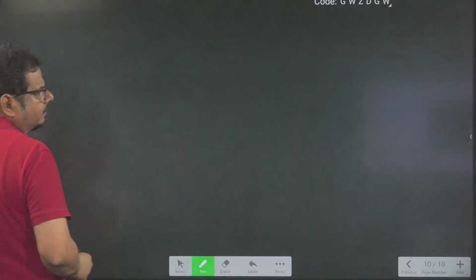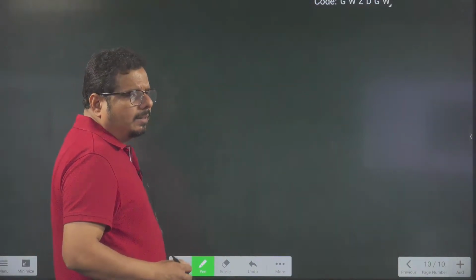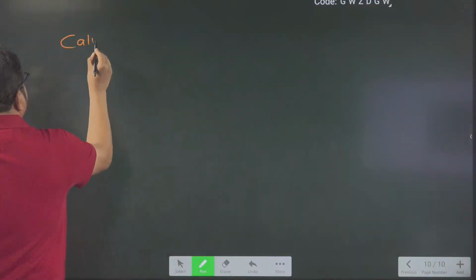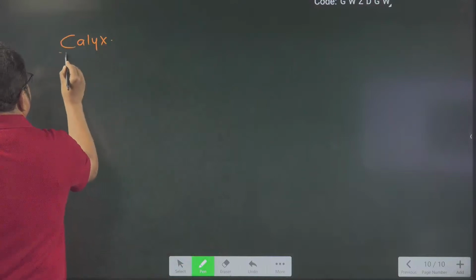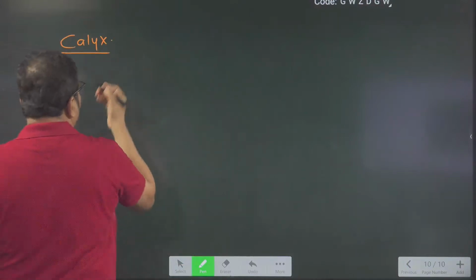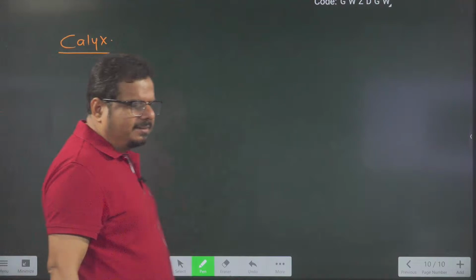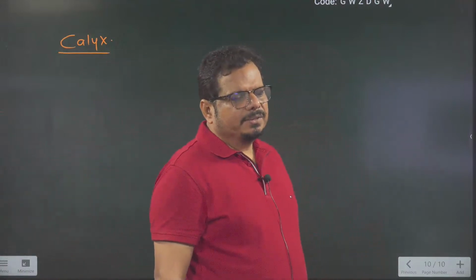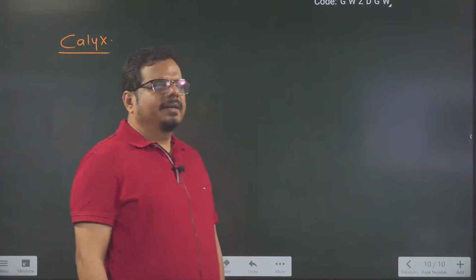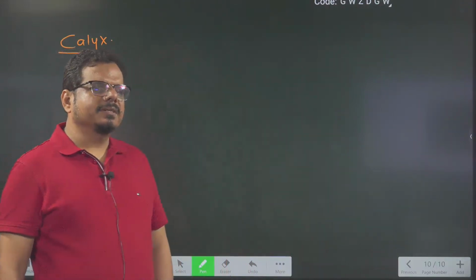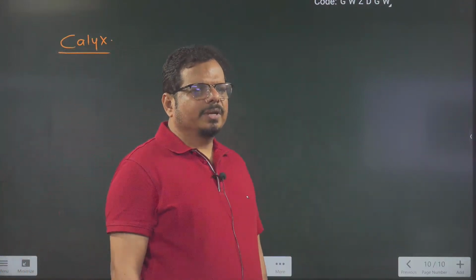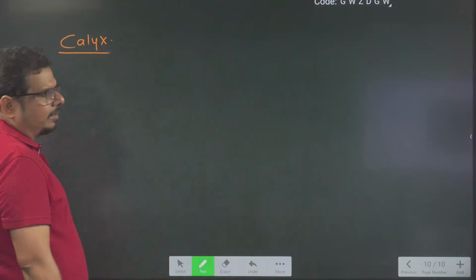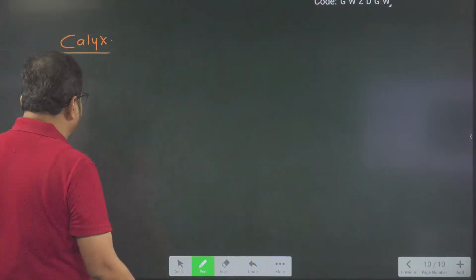Now, we are going to talk about calyx. I told some basic idea about the calyx. It is the outermost whorl. Its member is called sepal. It is usually green color, and its function is protection of the flower in the bud stage. This is the story I told about the calyx. I hope you are aware.